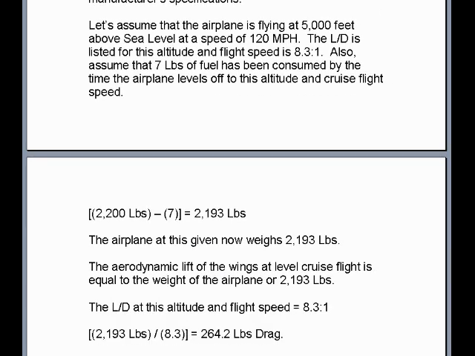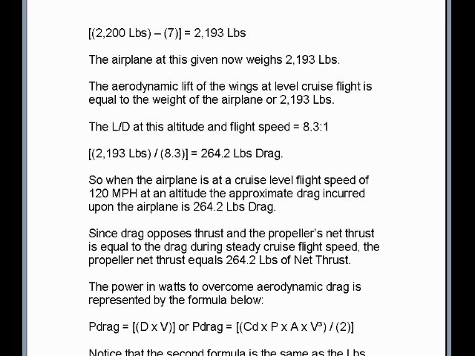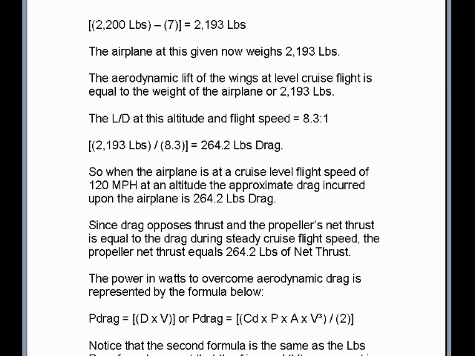Let's assume the airplane is flying at 5,000 feet above sea level at a speed of 120 miles per hour. The L over D listed for this altitude and flight speed is 8.3 to 1. Also assume that 7 pounds of fuel have been consumed by the time the airplane levels off to this altitude and cruise flight speed. So we subtract 7 pounds from the takeoff weight, and we're left with 2,193 pounds. The airplane at this given point in time now weighs 2,193 pounds.